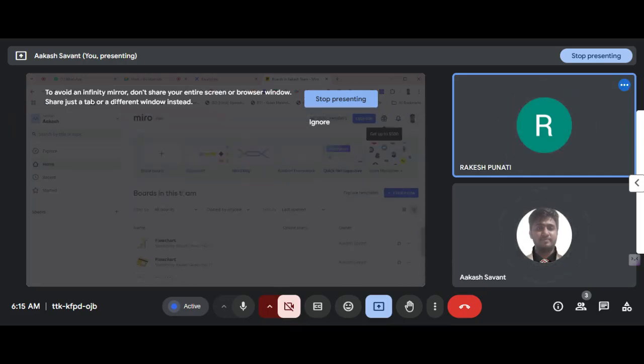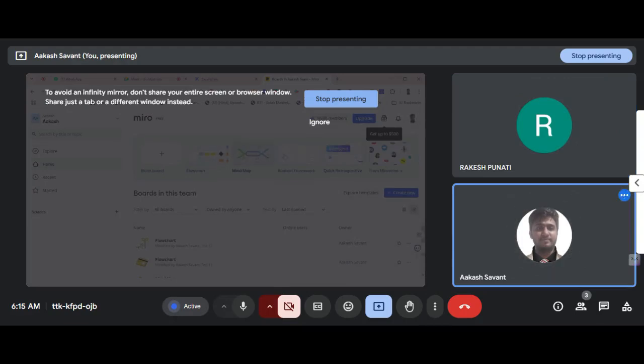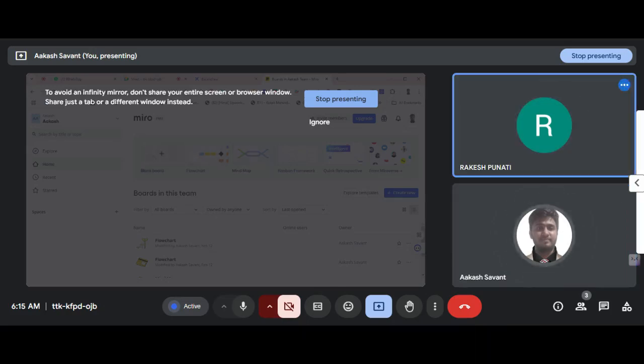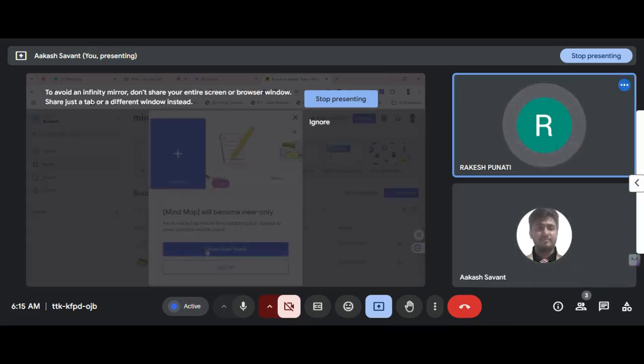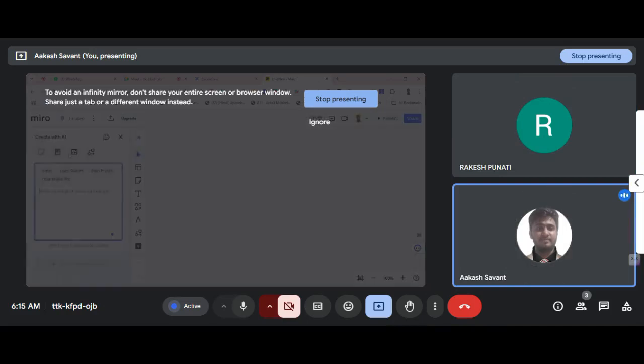Let me mind map what we were using. Mind map only, right? Otherwise, blank board. Create it in the board. What can we create? Diagram, sticky notes. And these are the things I will remove.